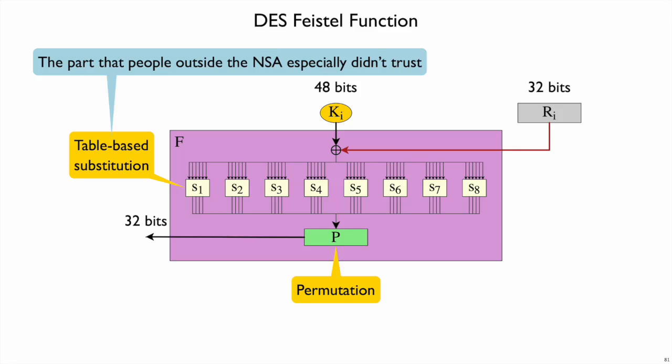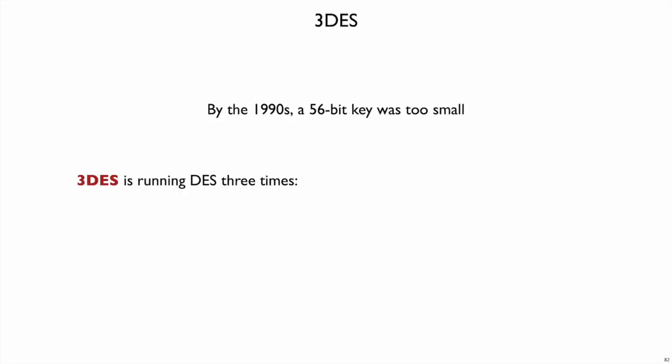So that was one problem with DES. But another problem was that by the 1990s, a 56-bit key was already too small. Computers at the time were starting to be able to perform the brute force attack of just trying all possible keys to decrypt a message.